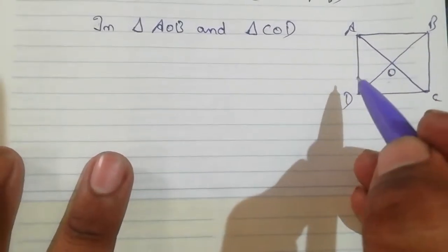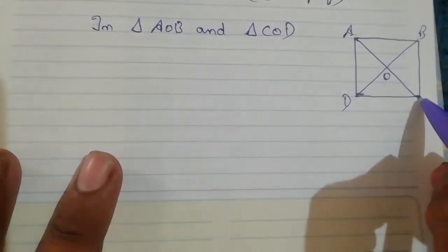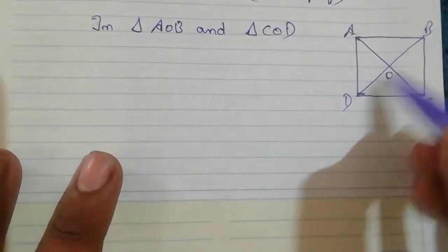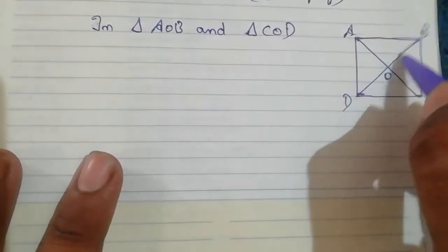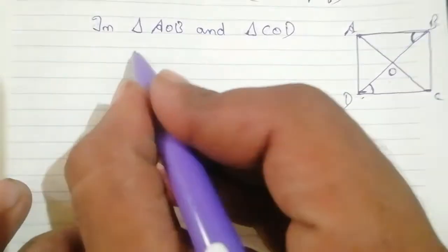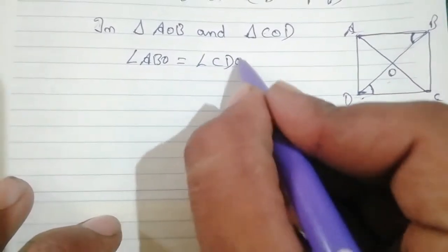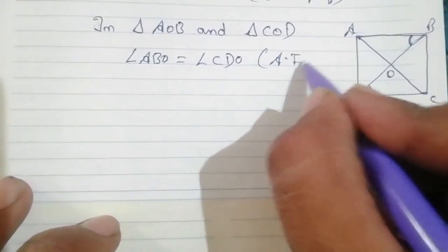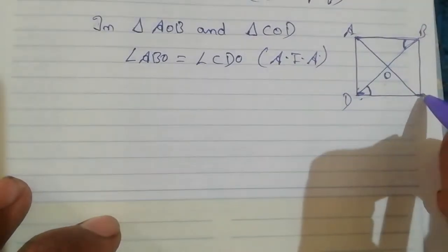Now in these two triangles we know that a square is a parallelogram. Okay, so AB is parallel to CD and BD is transversal. Okay, so we will see a Z like structure here. So this angle is going to be equal to this angle. So here we can write angle ABO is equal to angle CDO. Okay, alternate interior angles.